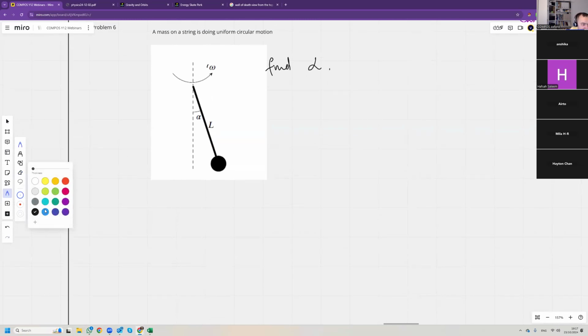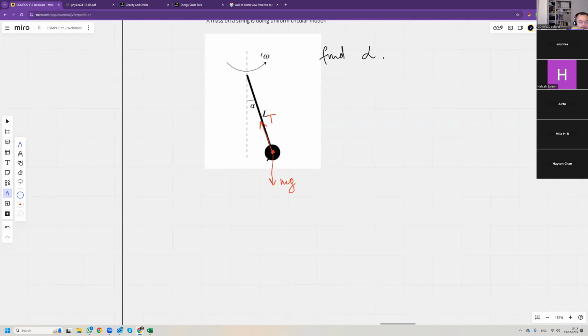Well, as we did before, we'd show the forces. So there are two forces: the tension and the mg. Now, the mass is not moving up or down. So if we resolve the tension into components, this is alpha. This is T cos alpha, and this is T sine alpha.